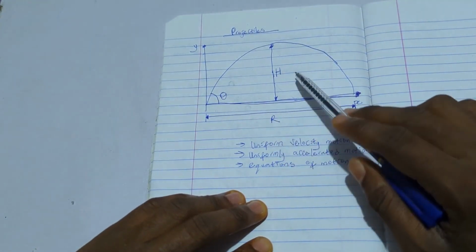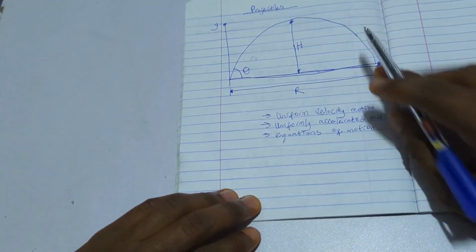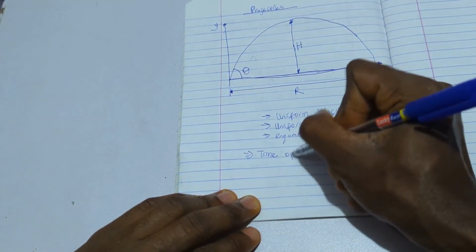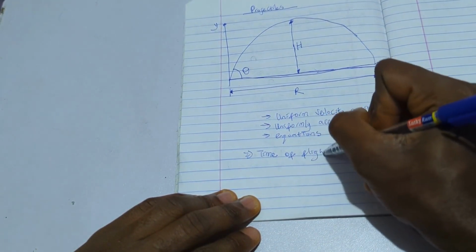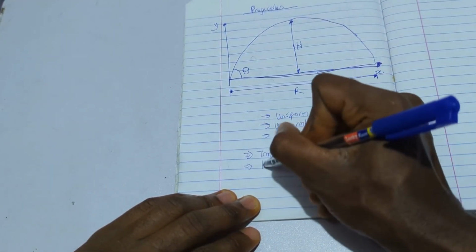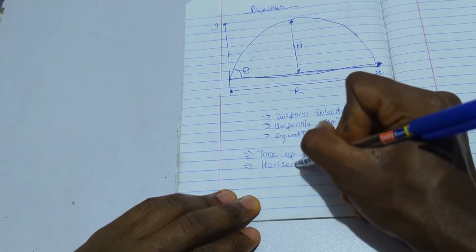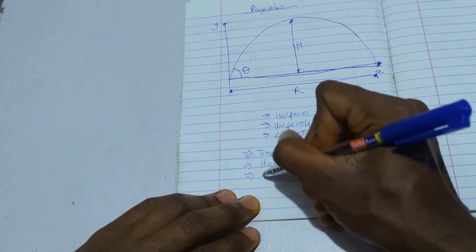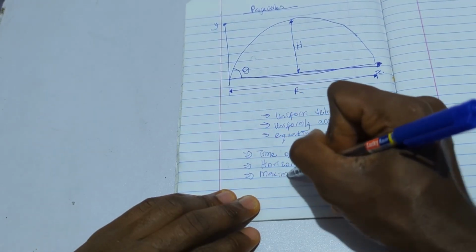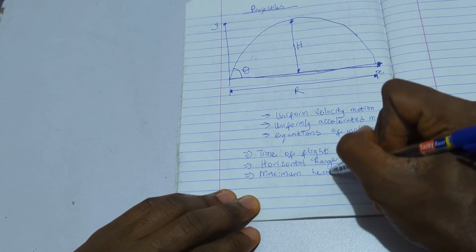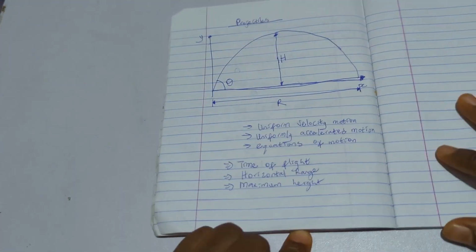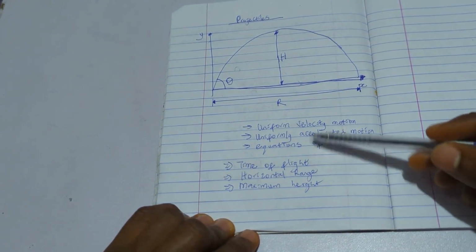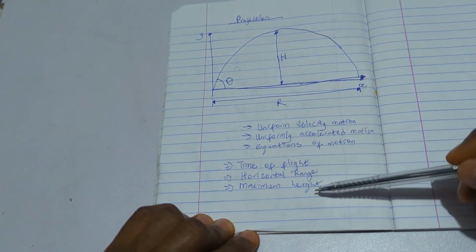Theta. And one other thing is that we told you that we have three quantities: the time of flight, the horizontal range, and the maximum height. So we have these three things to note about projectiles. Let's discuss what these three things are again.